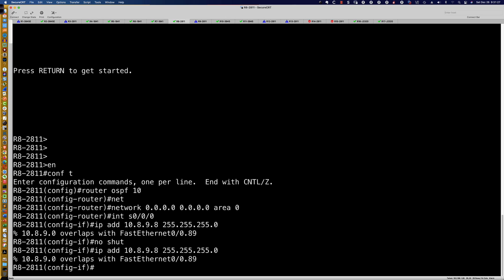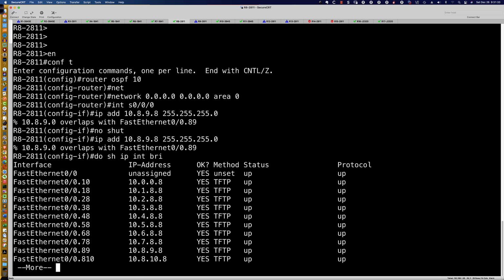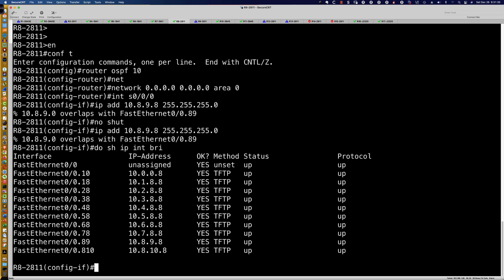Oh, and so we already have some configuration on here. Do show IP interface brief. Sorry about that. Okay, my apologies. I didn't realize we had all this configuration on here. So we have what we need right now.